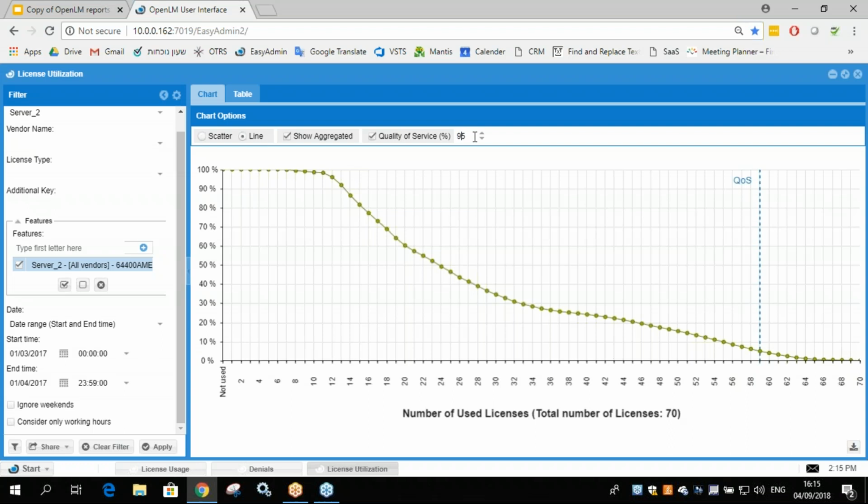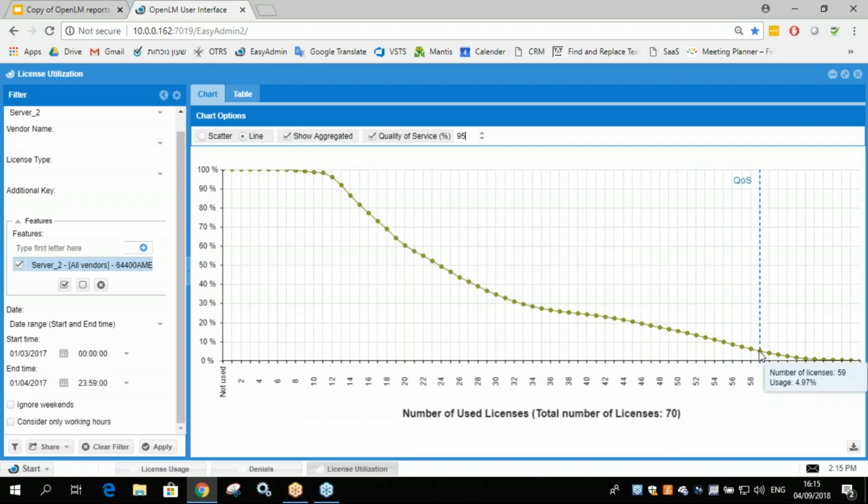So if I'm okay with like 90%, so users will get the license 90% of the time, then I only need 55 licenses. I have 70 licenses for this feature, but I only need 55. So you see that this license is pretty much healthy. Its quality of service of 90 or 95% is pretty close to the amount that we already have. So for this instance, this license appears to be good, appears to be healthy.